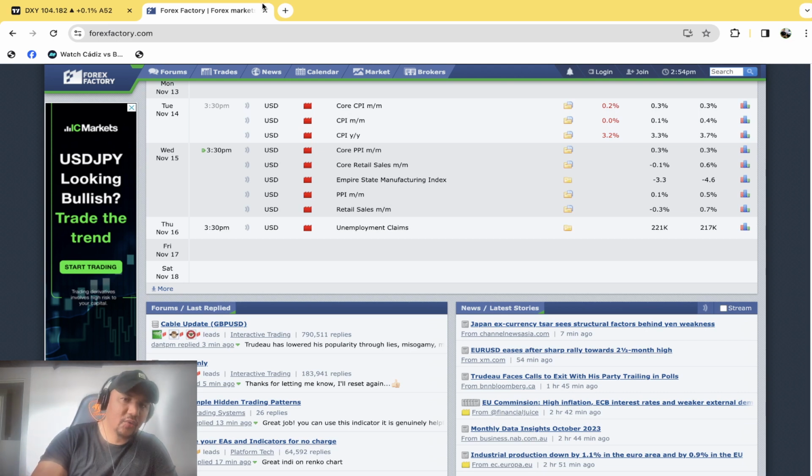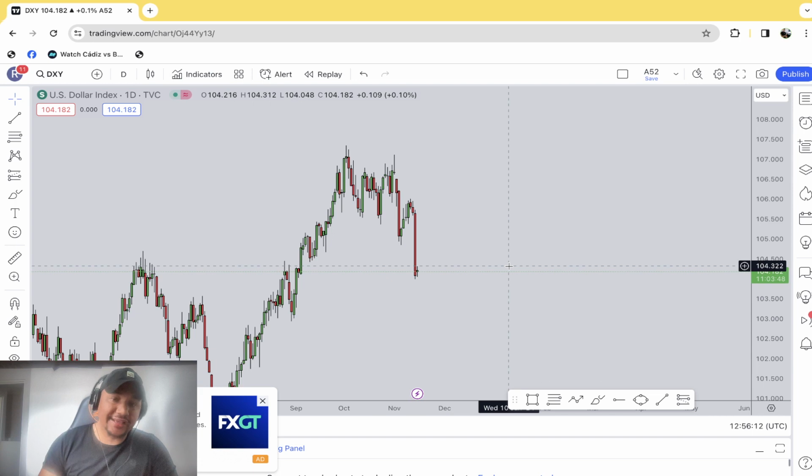Now, let's go away from this, right? We're going to start with the dollar index. Now, clearly, the dollar had a very bad run yesterday, and that is directly because of the CPI.